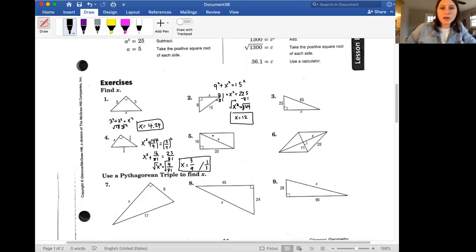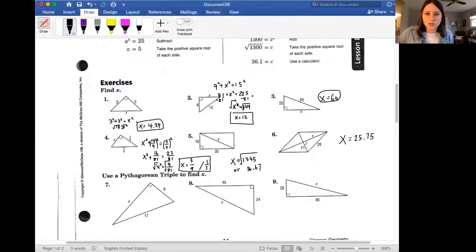So go ahead and pause, work out the other 3 problems, see if you can get the right answers, and I will put the answers up here. Okay, let's check our answers. Number 3, x equals 60. Number 5 is the square root of 1,345, or 36.67. And number 6, x equals 25.75.